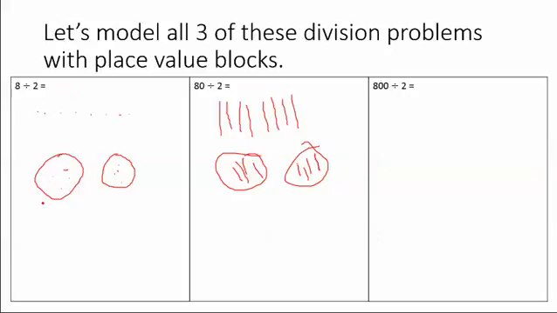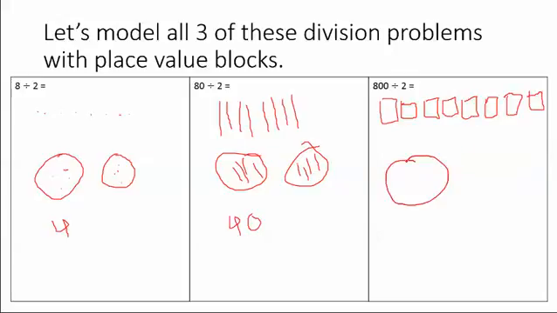So we get 8 divided by 2. There's 4 in each group. 80 divided by 2, there's 4 in each group, but it's 4 tens, so it's 40. And then 800 divided by 2. And you're going to do that same exact thing, and you're going to get 4 in each group, but it's going to be 4 hundreds. And you're going to do this work, and you're going to notice that really, when I did it, it was still 8 divided by 2.